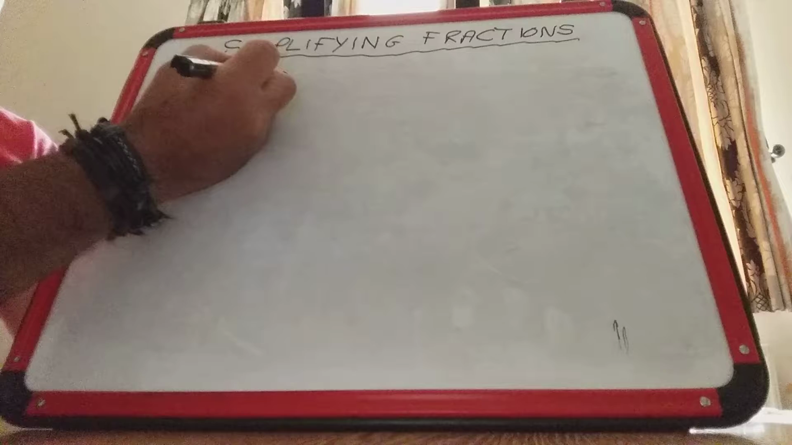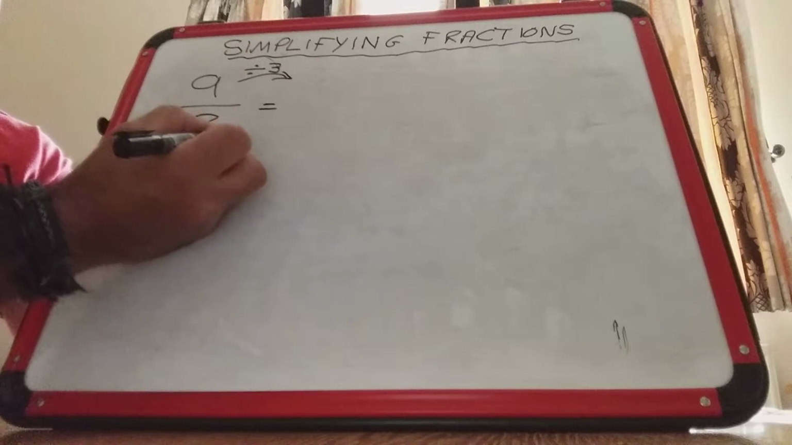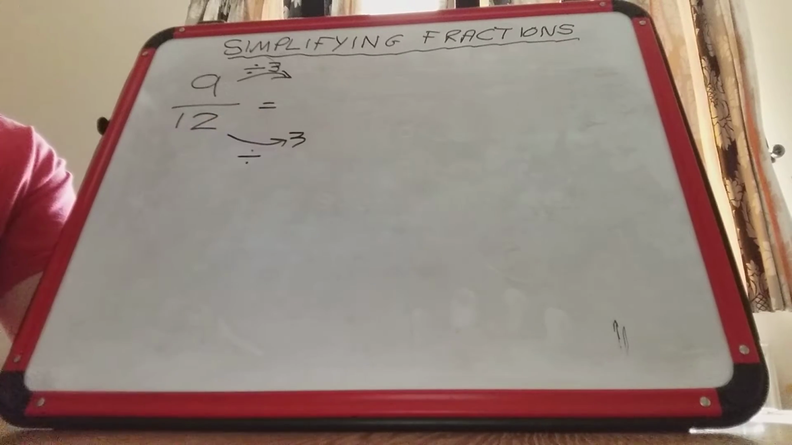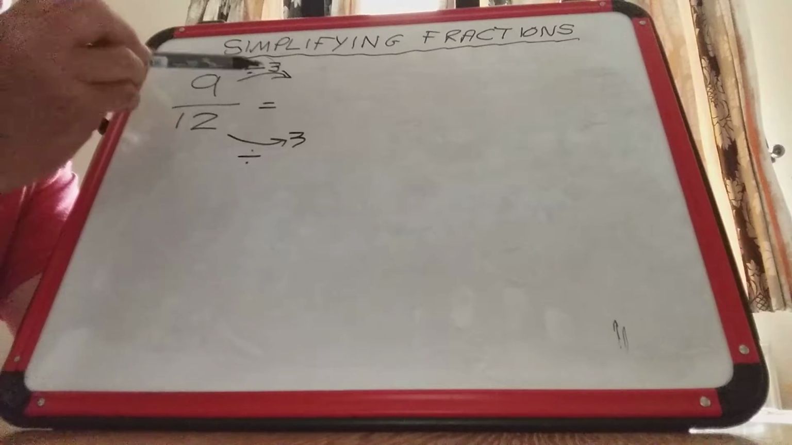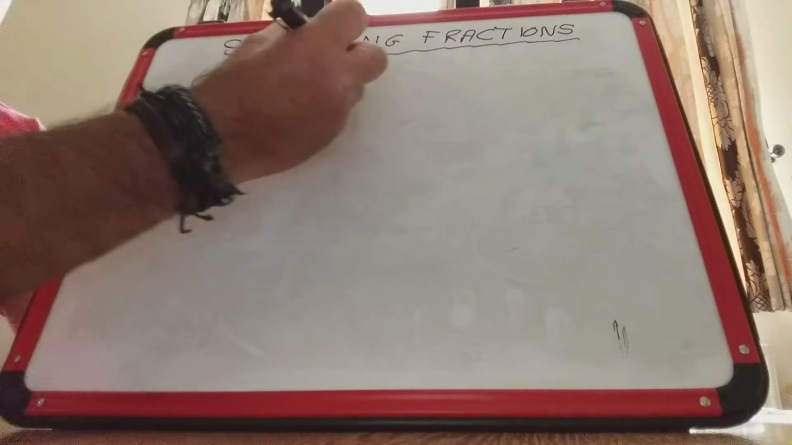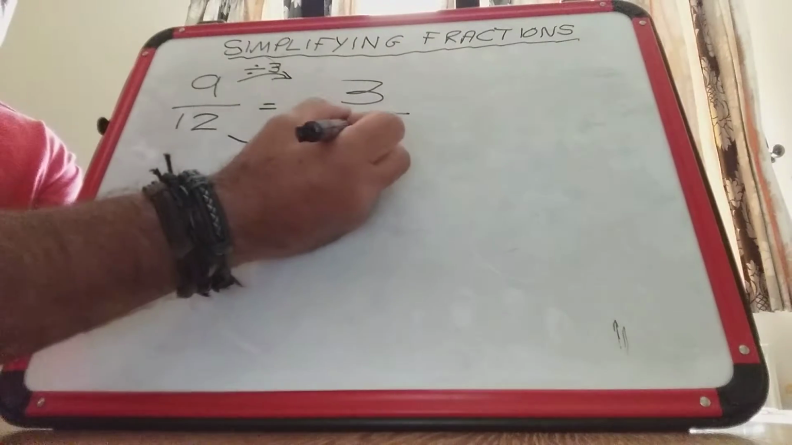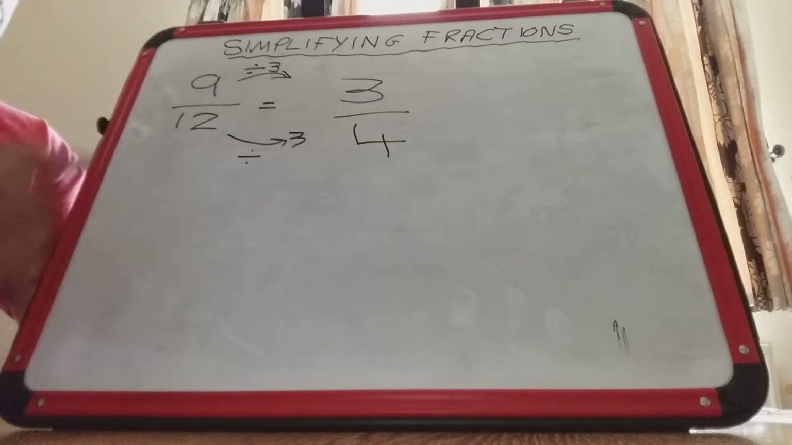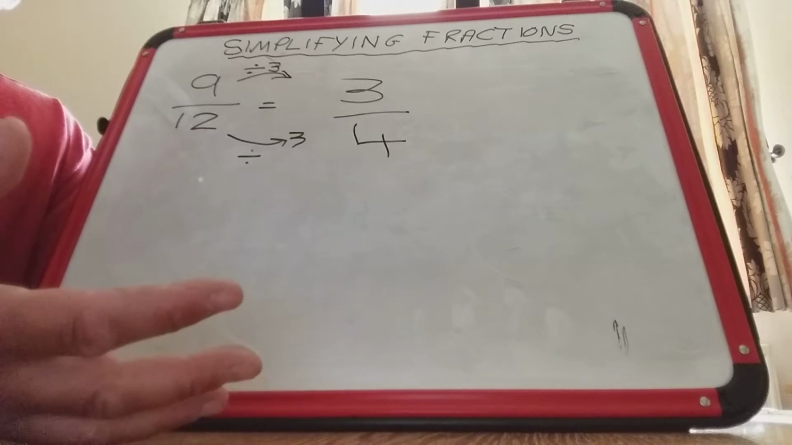So we're going to divide the top number by 3, and we're going to divide the bottom number by 3 as well. Remember, it doesn't matter which one you use, so long as you use the same at the top and the bottom. 9 divided by 3 is of course 3, and 12 divided by 3 is of course 4. So now we end up with 3/4, which is much easier to handle than 9/12.